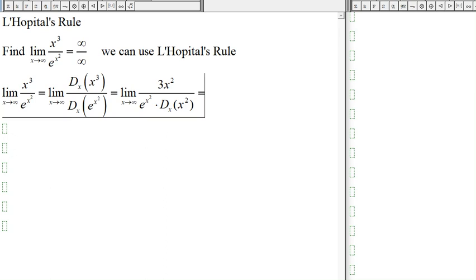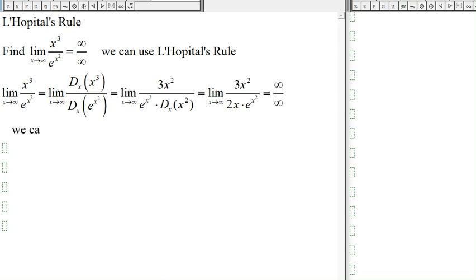And so this becomes 3x squared over, the derivative of x squared is 2x, times e to the x squared. And now we let x approach infinity, and we get infinity divided by infinity. And so we just apply L'Hopital's rule again.